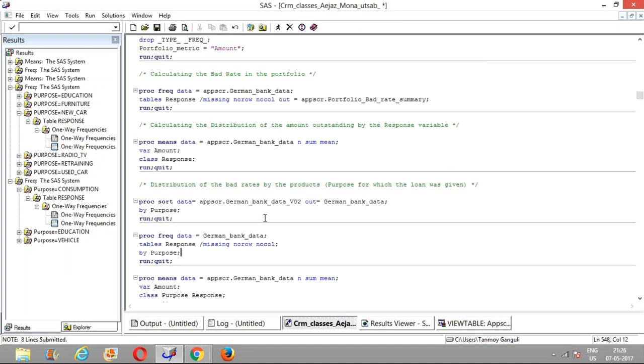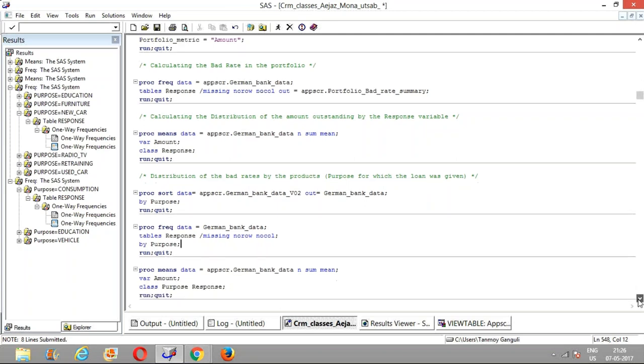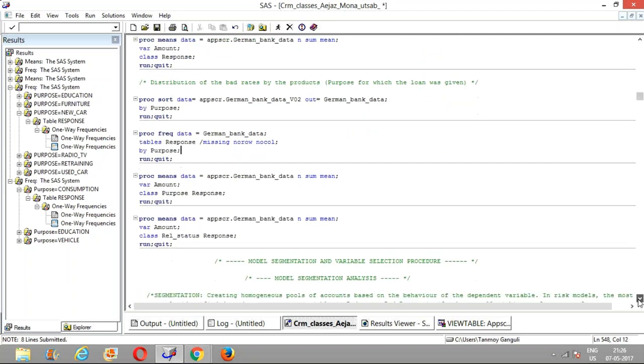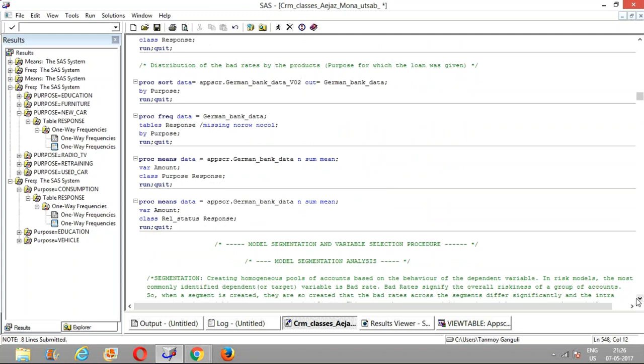At this stage, we would be extending this result and doing mean difference tests to understand whether these bad rates are significantly different from each other or not. That is where the ANOVA analysis comes into play in the later stages. Right. So that is one thing that we had over here.